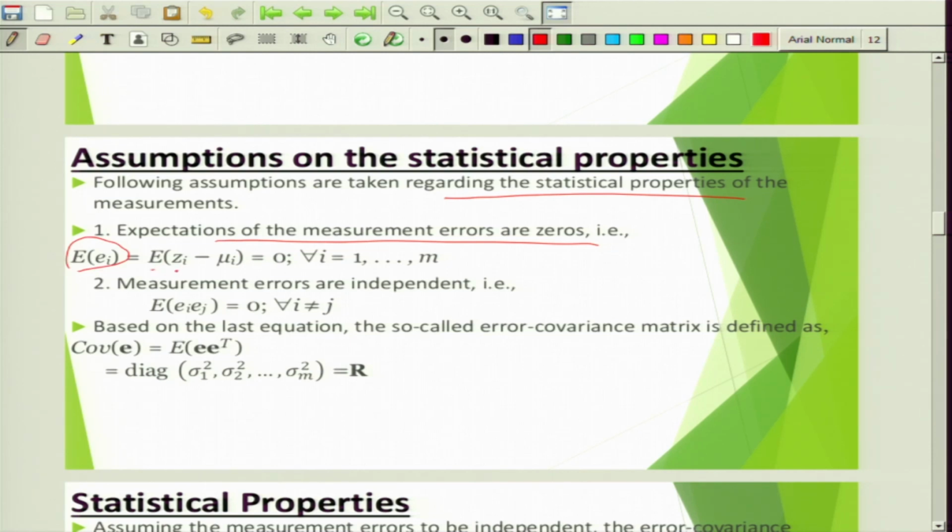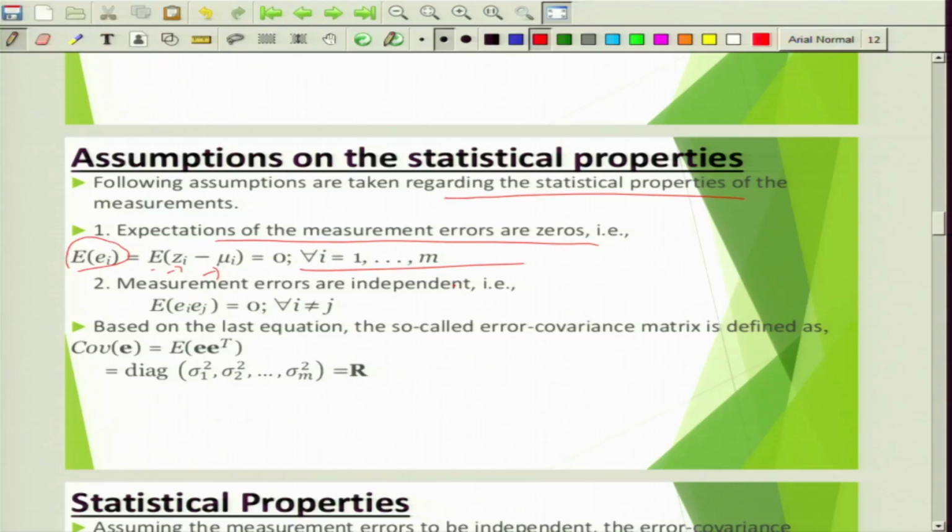So the expectation of the actual measurement with respect to the average should be 0 for all the measurements, and measurement errors are independent. That means you are getting measurements from different devices, and each measurement device may have its own error, and that error may not depend on another error coming from some other measurement device. So basically what we are trying to find out is whether there is any interdependency in the error populated from different measurement devices.